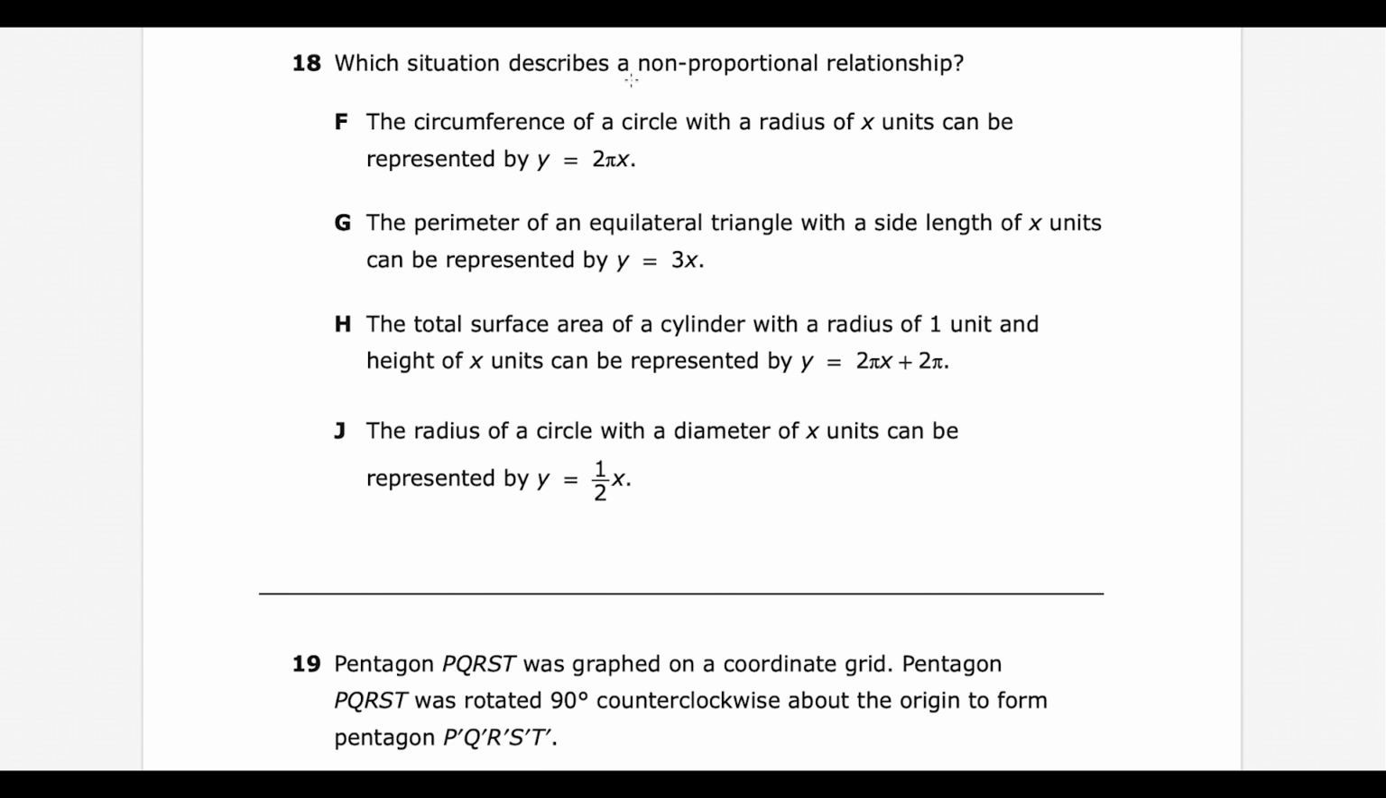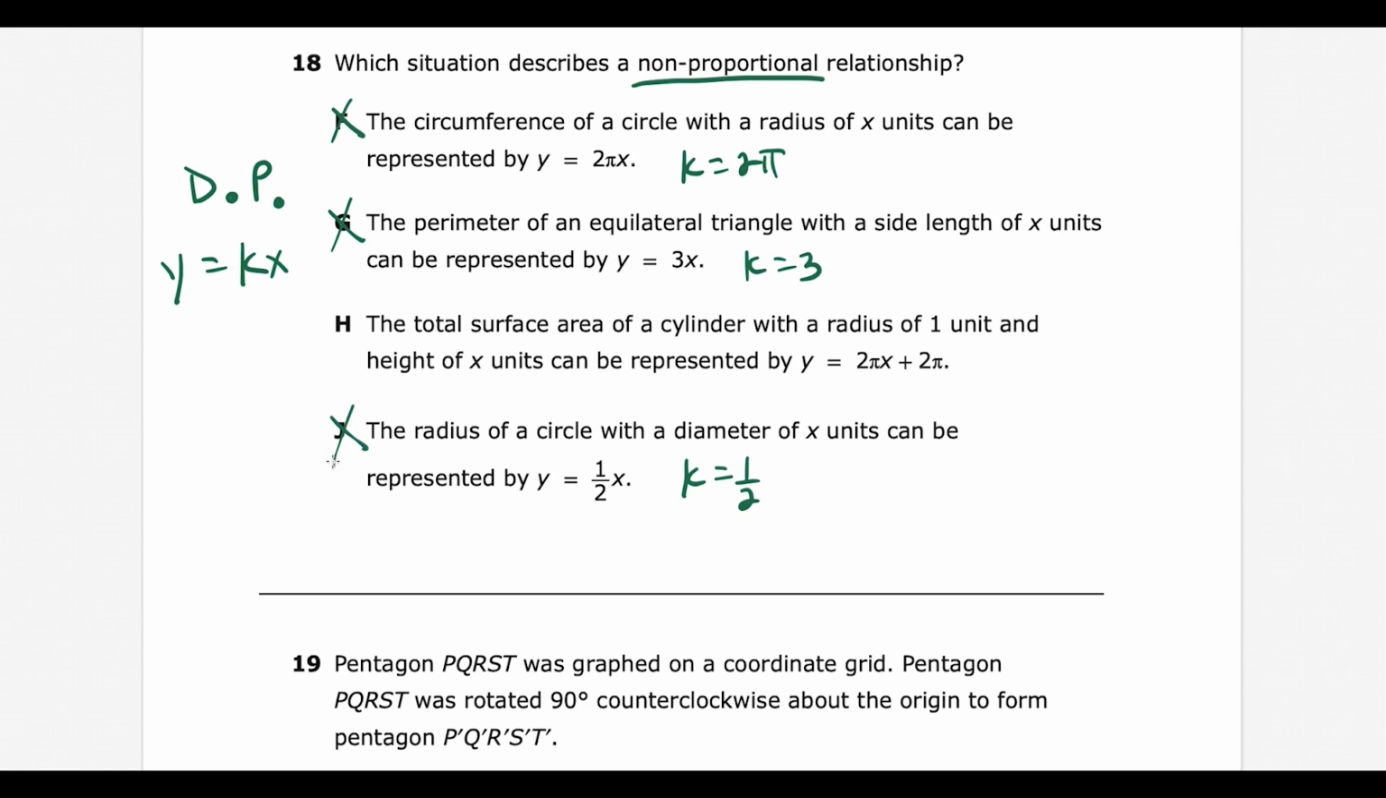Question 18, which situation describes a non-proportional relationship? Well, just know a proportional relationship, or we could say a direct proportion, is in the form y equals kx, where k is constant. And this means as x increases, y increases. And if we look at all the answer choices here, notice y equals 2 pi x. So our constant here, our k value, would be 2 pi. So this would be a direct proportion. So F is out. Here, k is equal to 3. So this is out. And then I'm going to look at choice J here. k is equal to a half. So this is a direct proportion, so this one is out.